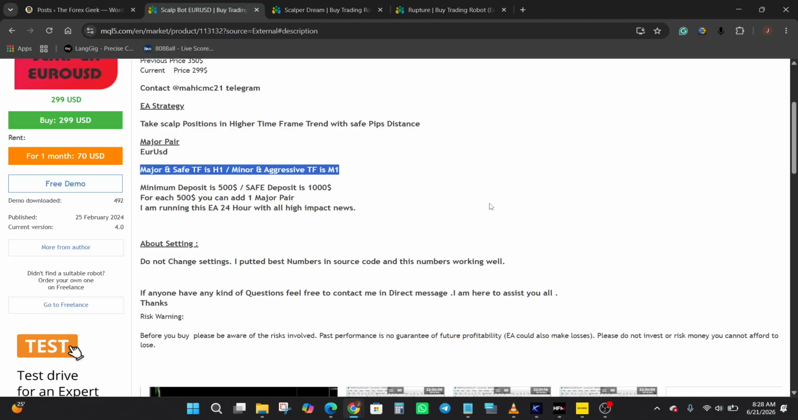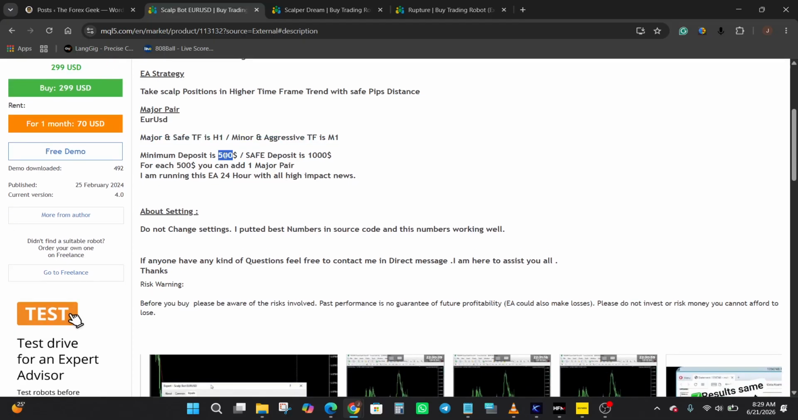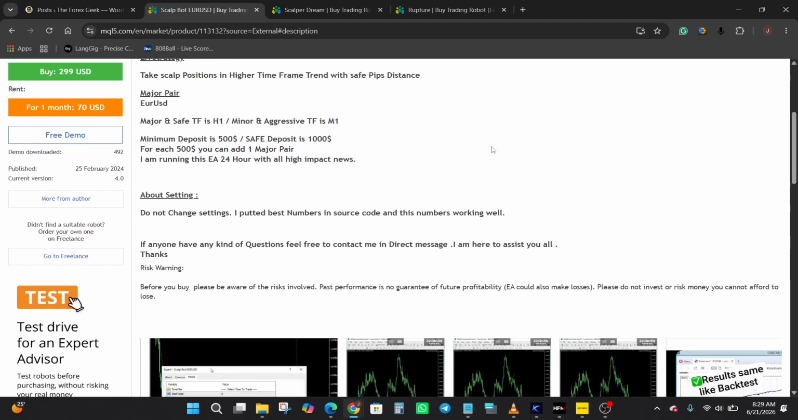All right, so continuing through the page, the developer provides account size recommendations. A minimum deposit of $500 is suggested, while a $1,000 balance is described as the safer option. The description also notes that for every additional $500, users can add one major pair. Since EURUSD is the specifically recommended symbol here, viewers should carefully evaluate any expansion beyond the provided recommendations through their own testing.